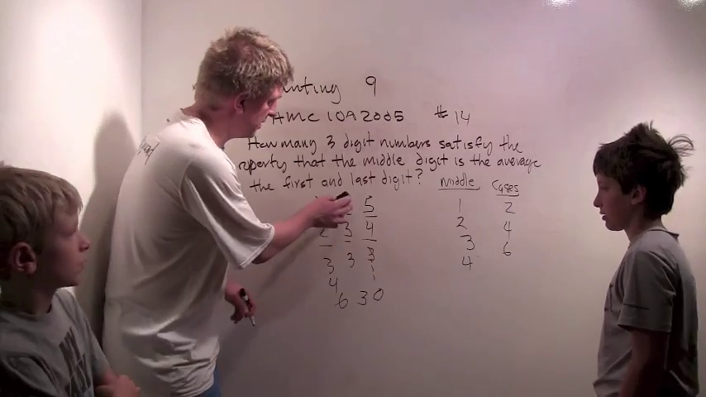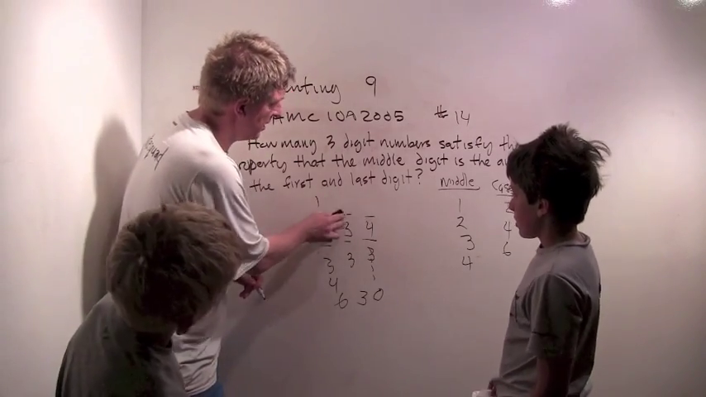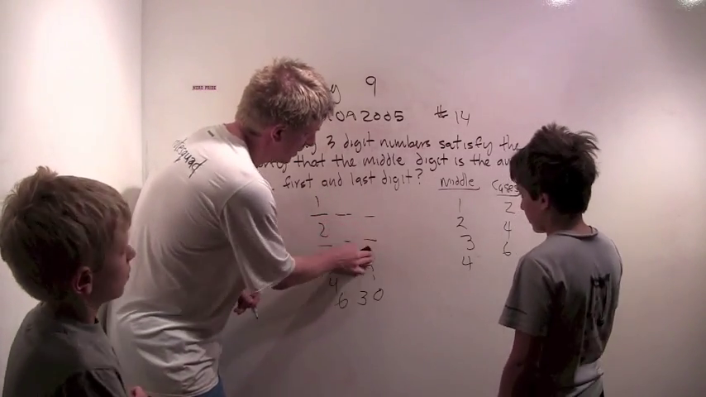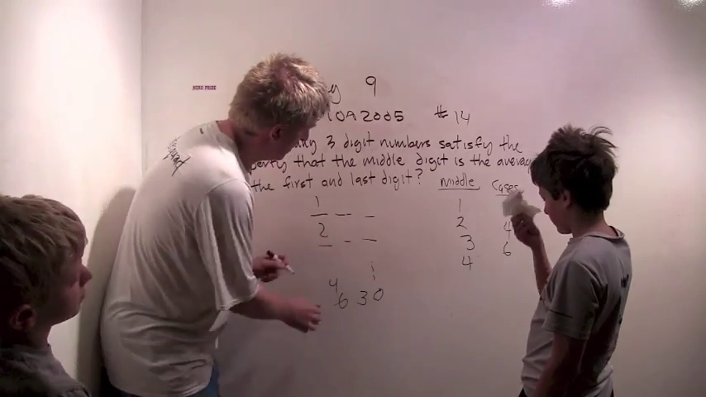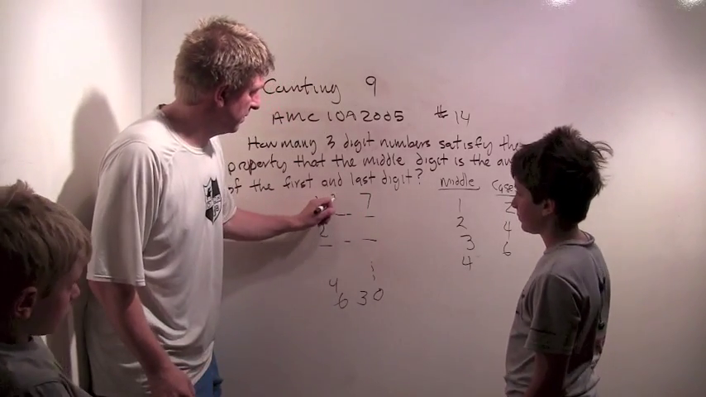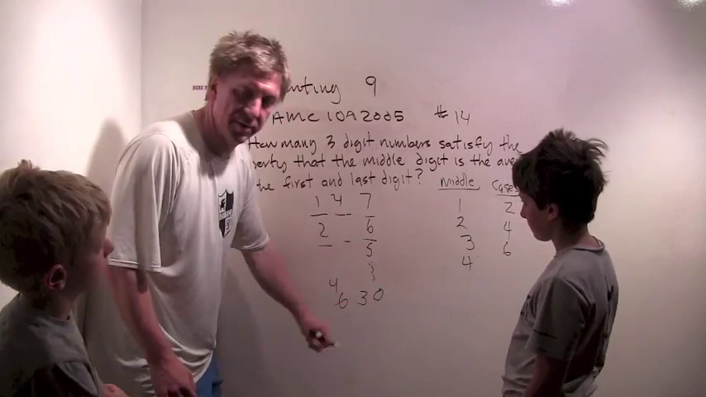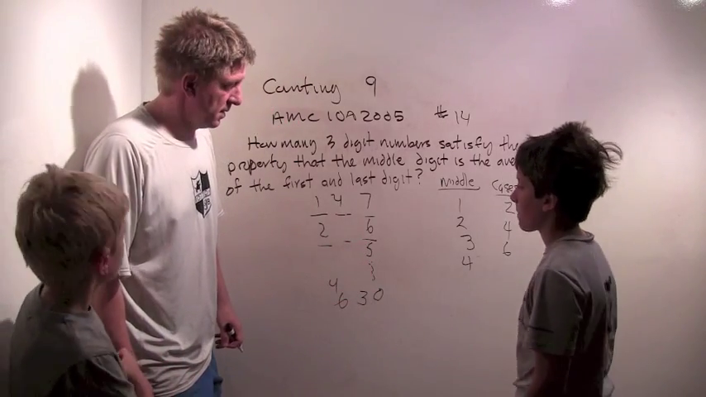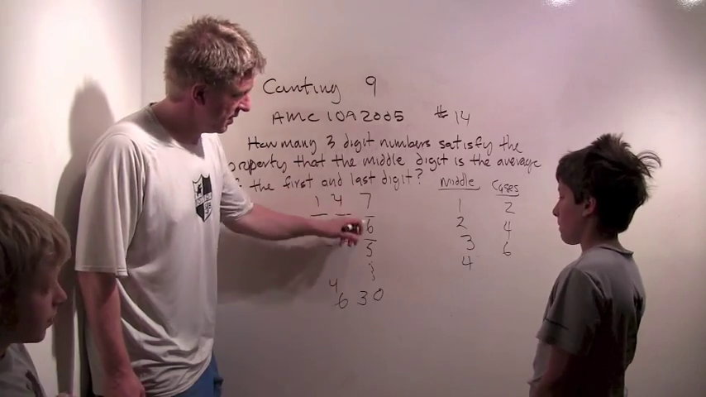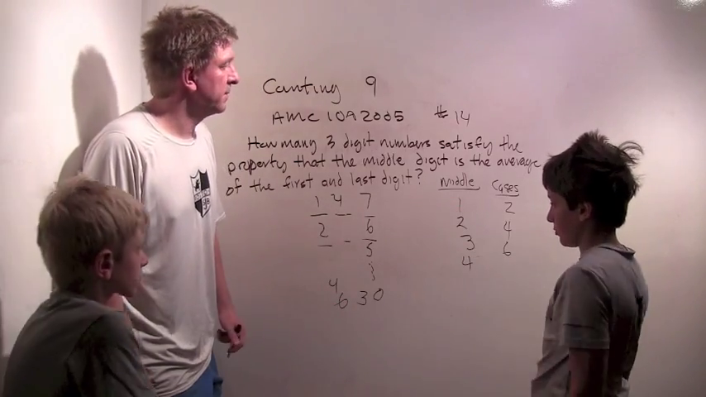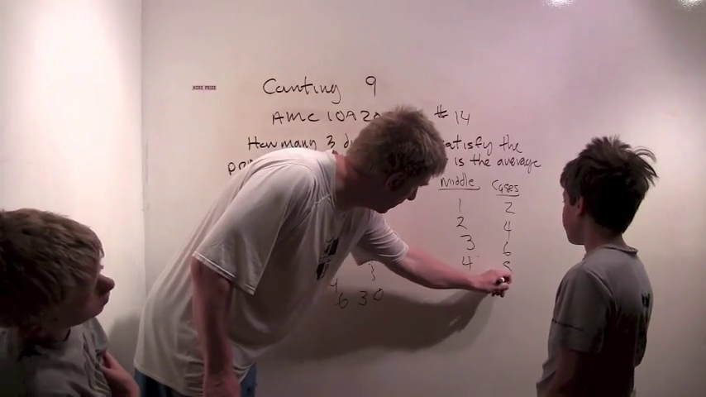Okay. Let's take a look, because what do the sums have to add up to? It has to add up to 8. So we're going to start at 7. We're going to go 6, 5, 4, 3, 2, 1, 0. Yeah. Okay. So how many numbers is that? That's 8 numbers.